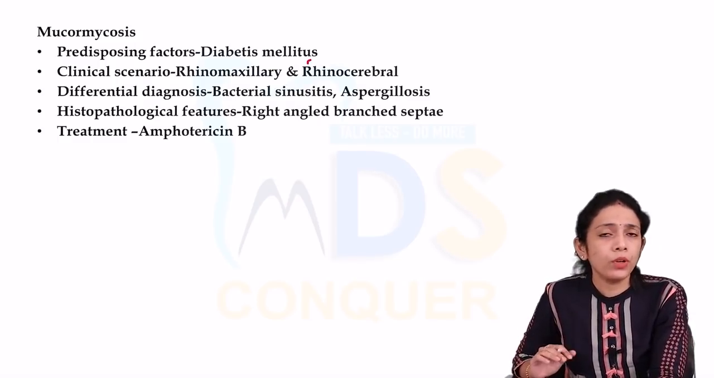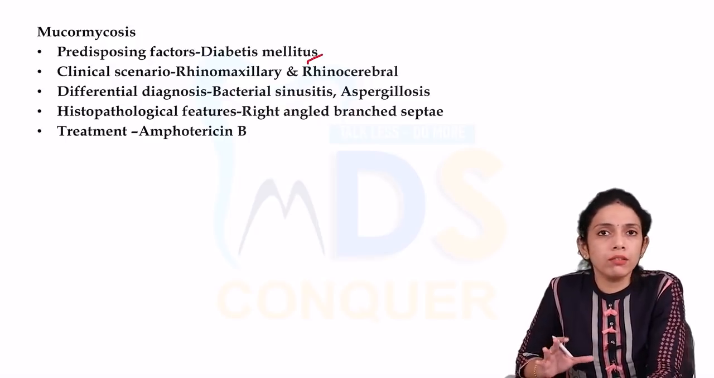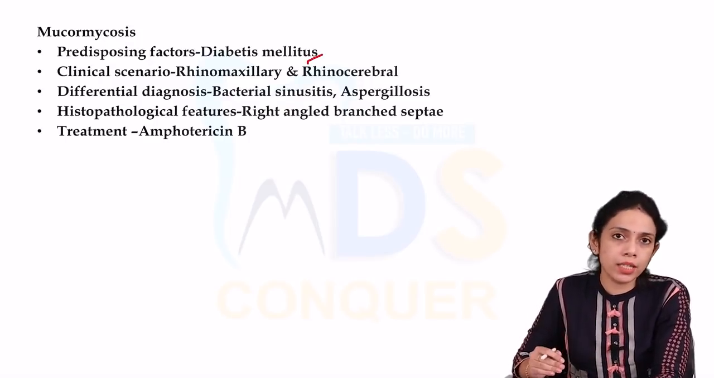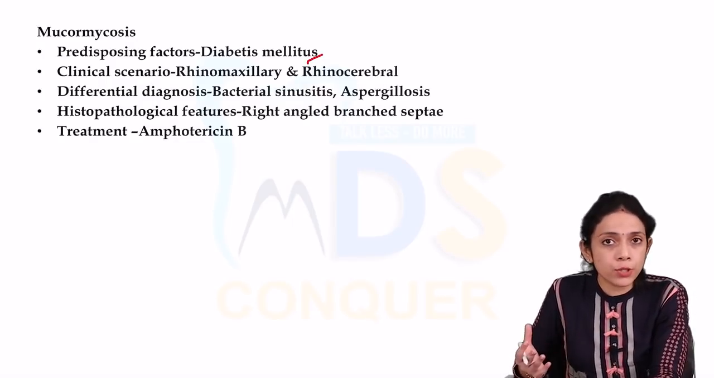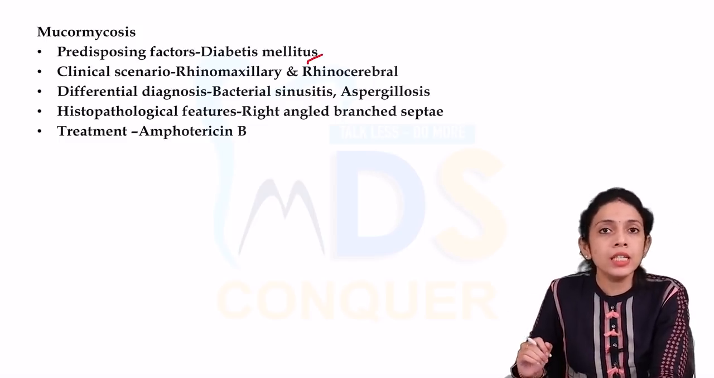Why? Okay, there is a reason. There could be a reason for this. Why? Because in diabetes mellitus, because of high sugar levels, the spores germinate. When the spores germinate, the hyphae tend to develop and they invade into the tissue.